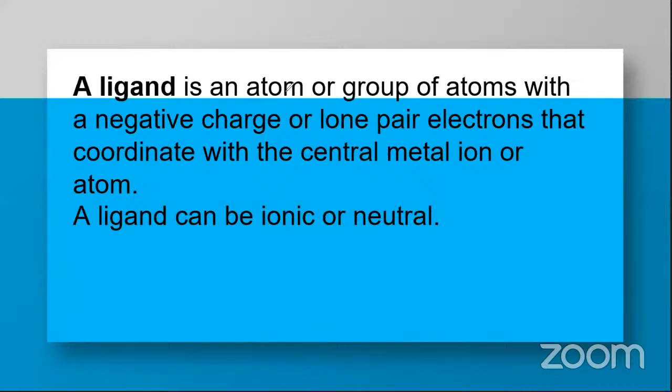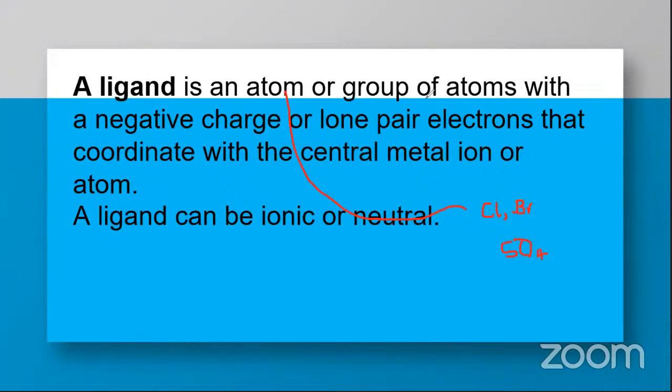When I talk of an atom, a ligand can be a chloride or chlorine. It can be a bromide or it can be a sulfate. So when we say a sulfate, now we are bringing in a group of atoms, whereby a sulfate is made up of sulfur and four oxygen atoms, whereas the chloride is only one atom. I hope I'm clear there.